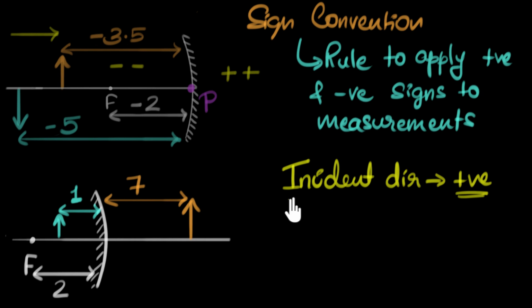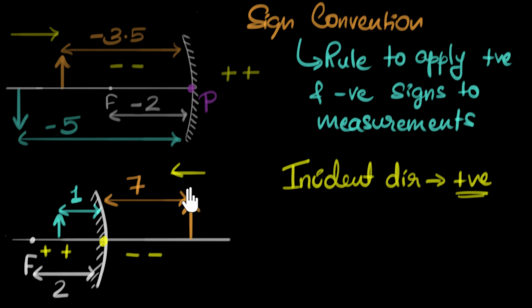All right, so the incident direction is taken as positive. Over here, this is the reflecting side and our object is over here. So the incident rays will be towards the left. Therefore, you start from the pole, and all the measurements to the left are considered positive this time. Does that make sense? Because our incident ray is to the left. And all the measurements to the right side now will be negative.